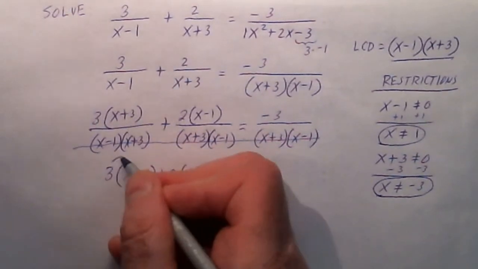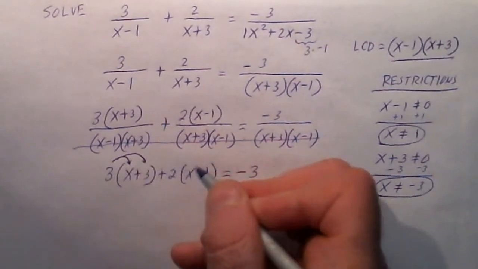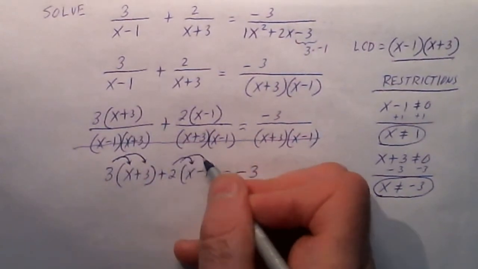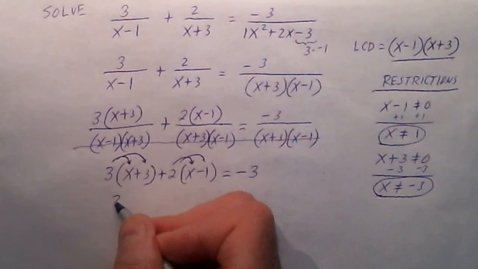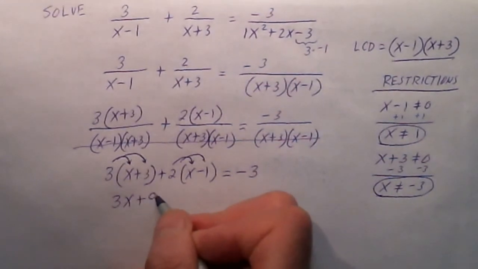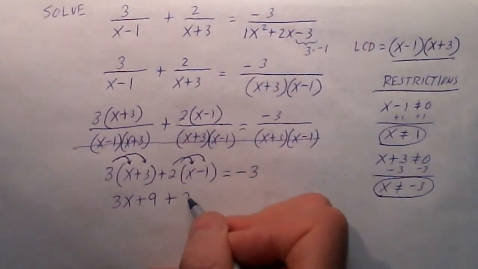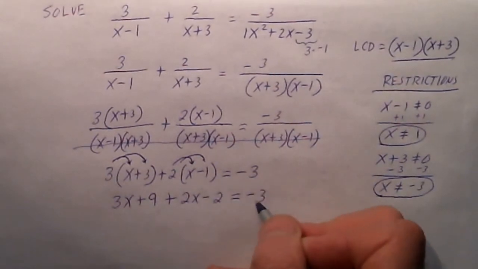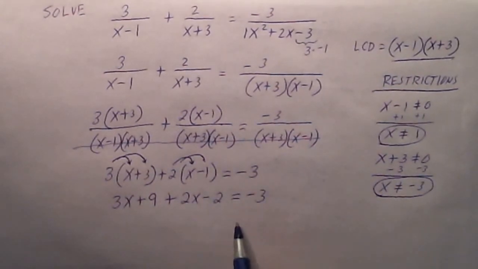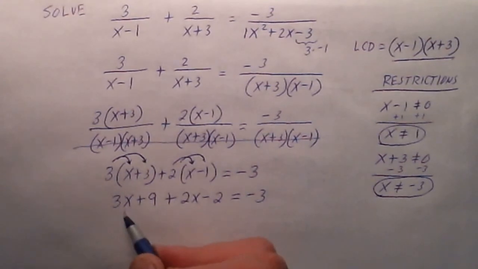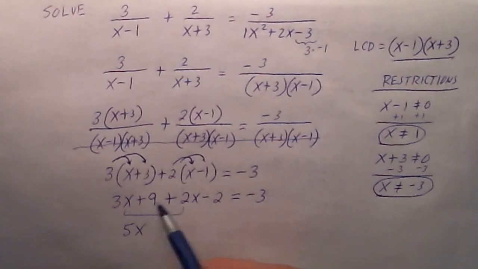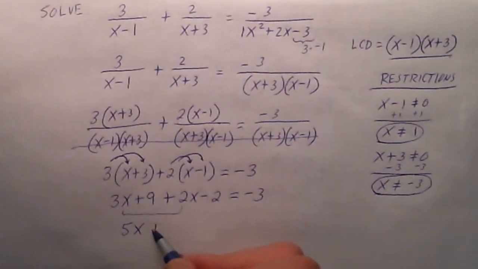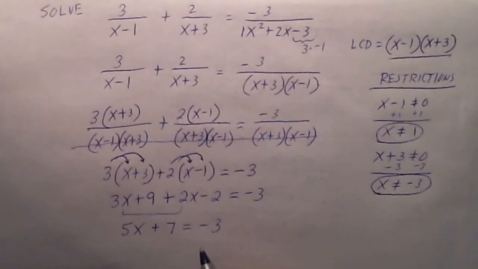And to do so, we're going to have to distribute not once, but twice. So we have 3x plus 9 plus 2 times x is 2x. 2 times a negative 1 is minus 2. And that's the equation that we have to solve. Combining like terms on the left side of our equation, 3x plus 2x is 5x. 9 minus 2 is plus 7. And this is the equation that we have to solve.